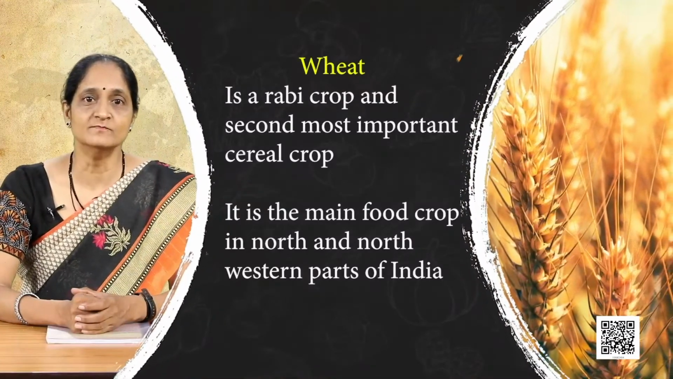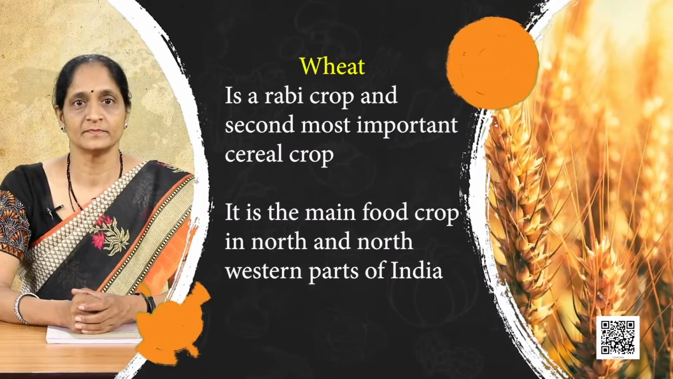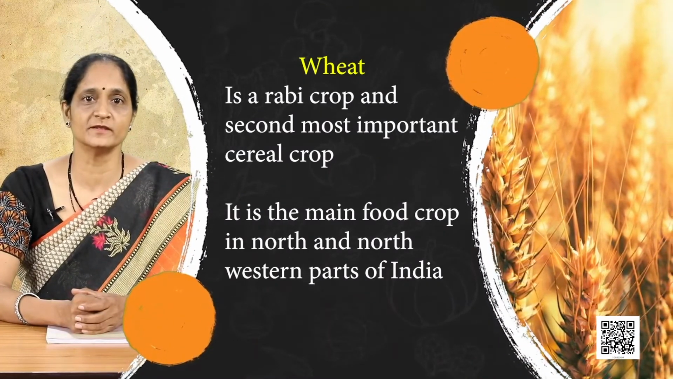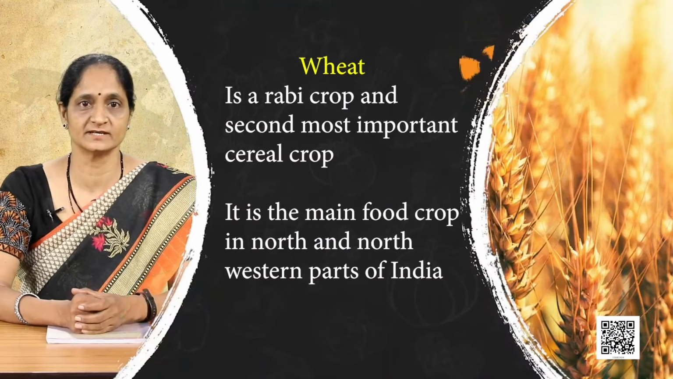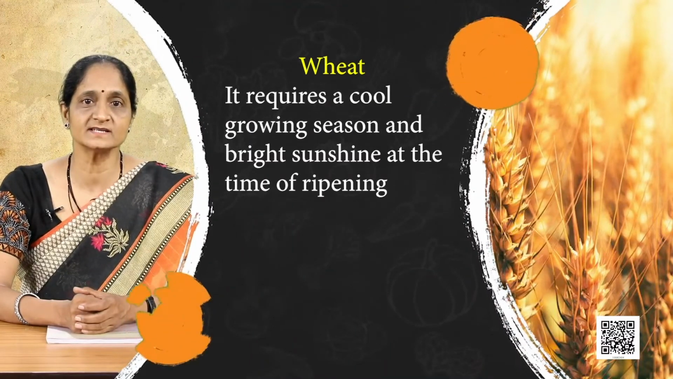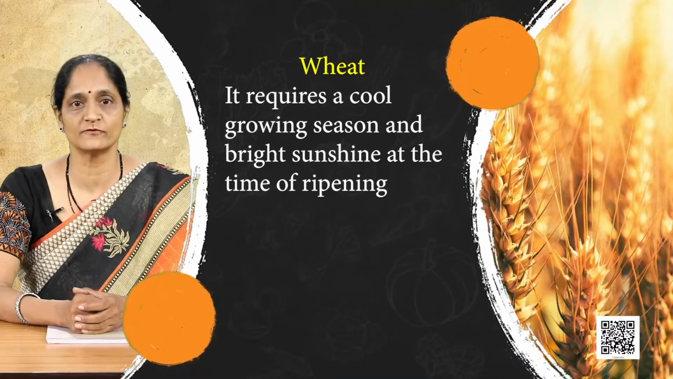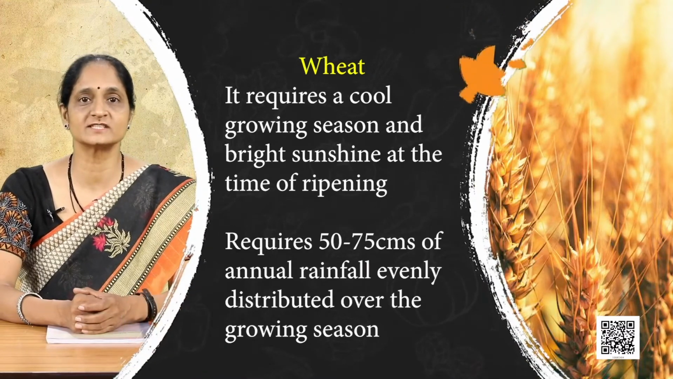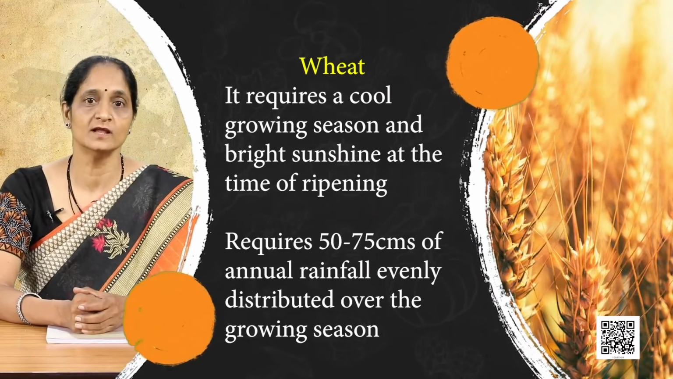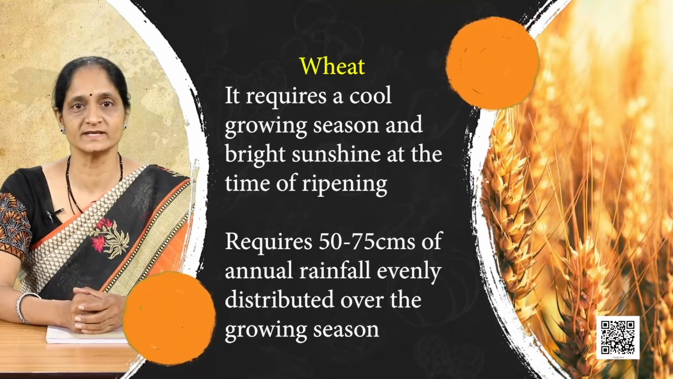Well, children, let us also now try to gain information about the crop that is also a staple diet for a large majority of Indians. It is wheat. Wheat is a rabi crop and second most important cereal crop. It is the main food crop in the north and northwestern parts of India. It requires a cool growing season and bright sunshine at the time of ripening. It requires 50 to 75 centimeters of annual rainfall, which is evenly distributed over the growing season.